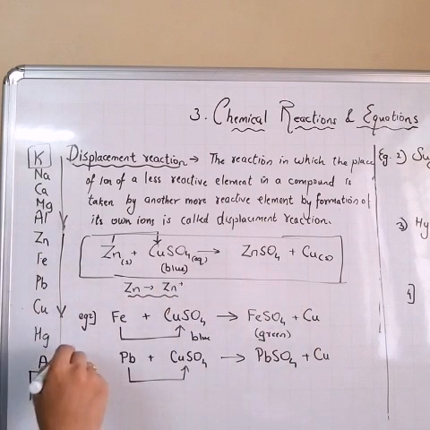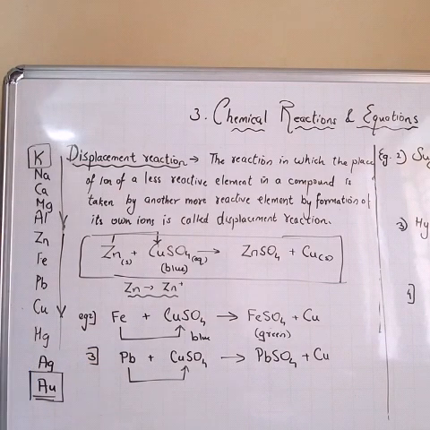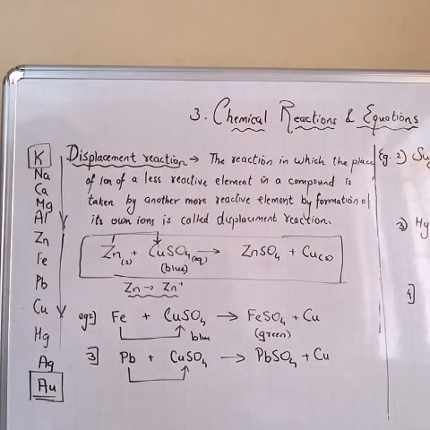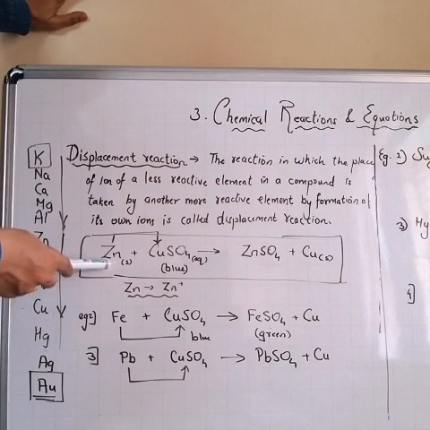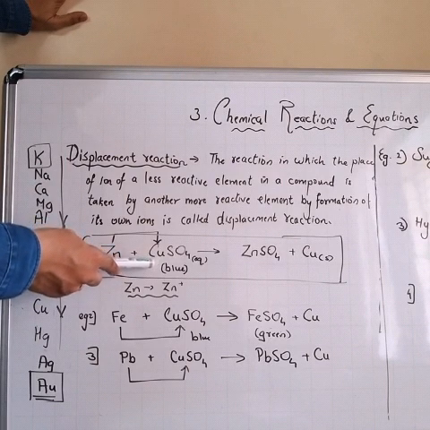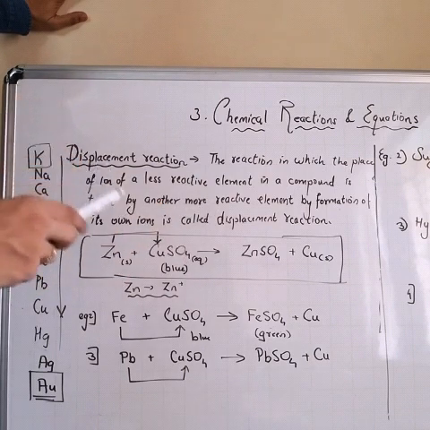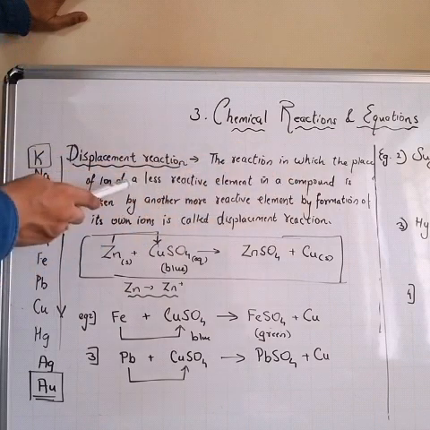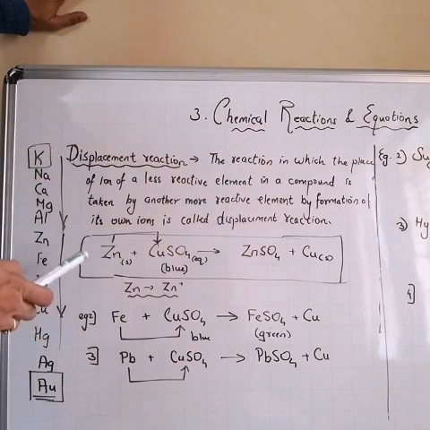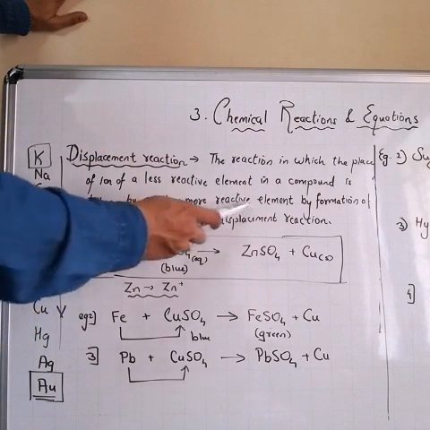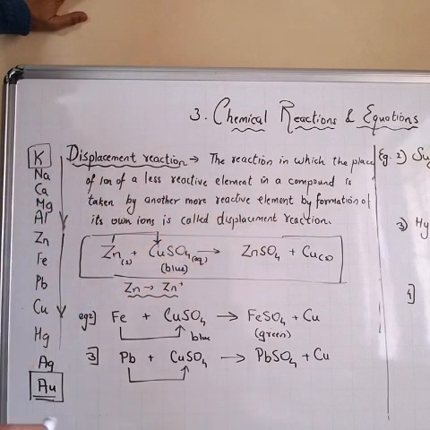Okay. So these are three examples for displacement reaction, and let us now define what is displacement reaction. You understood this. The ions of more reactive element remove the ions of less reactive element from a compound to form a new compound. Okay. See, the reaction in which the place of ions of a less reactive element in a compound is taken by another more reactive element by formation of its own ions is called displacement reaction.